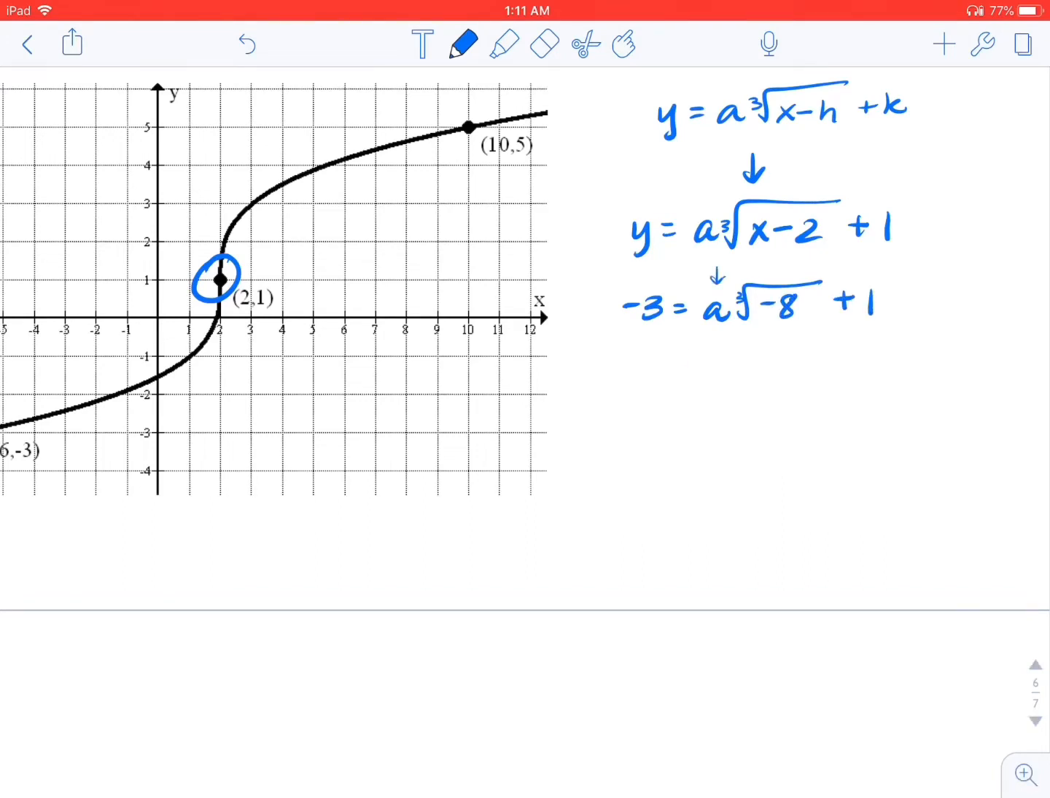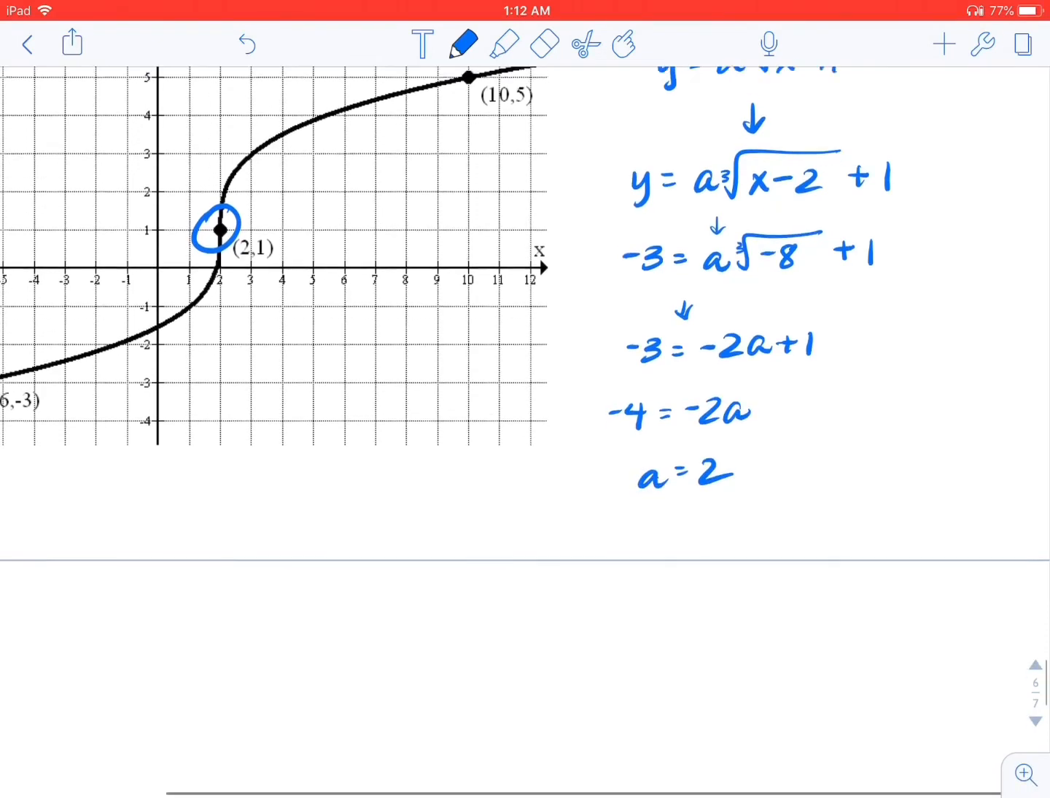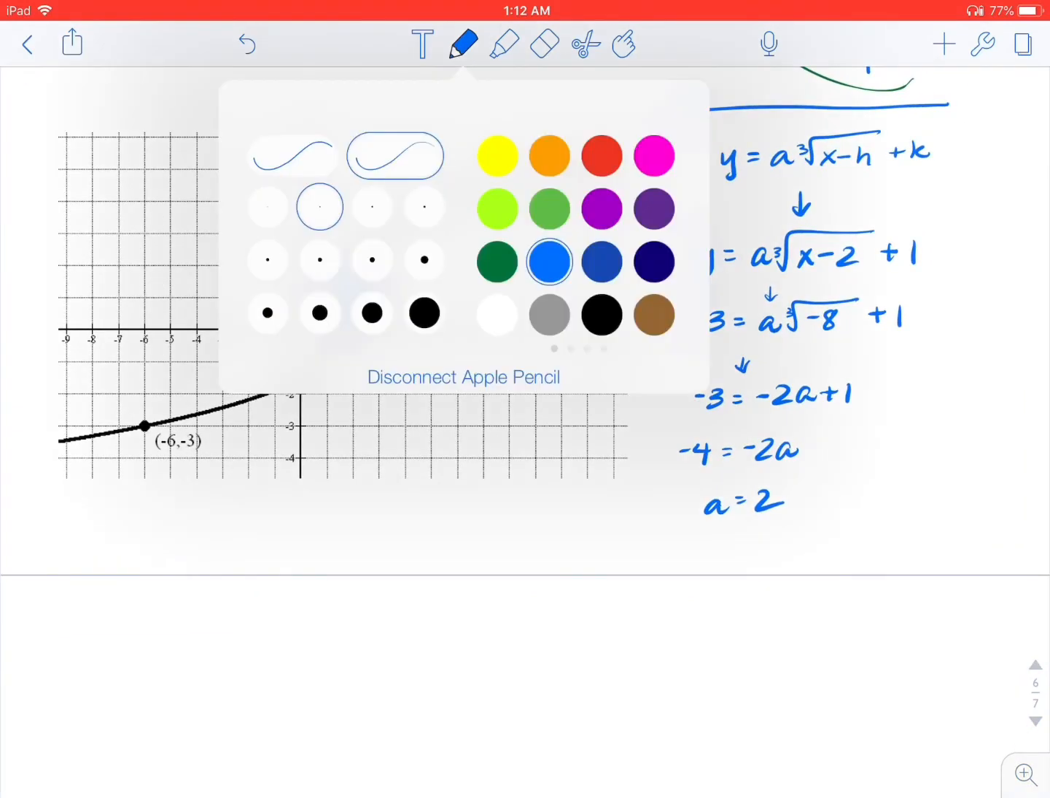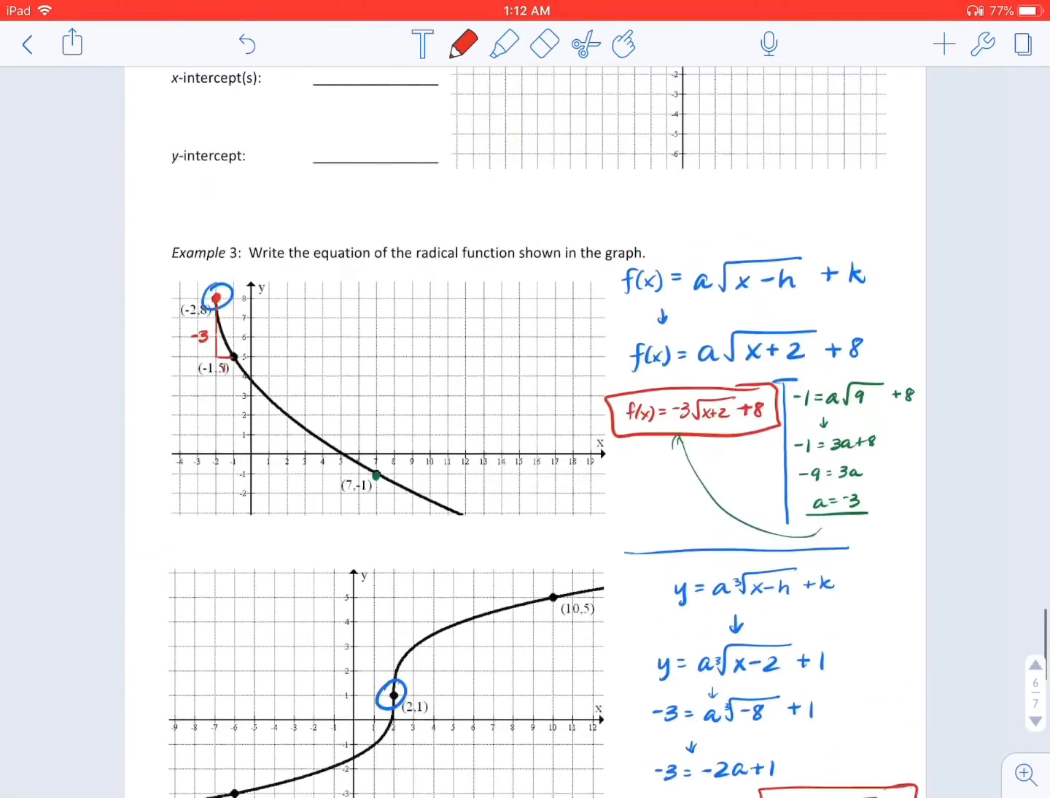Or simplifying, that's negative 3 is equal to negative 2a plus 1. Subtract 1 from both sides. Negative 4 is equal to negative 2a, or a is equal to 2. So the graph of our function is y equals 2 times the cube root of x minus 2, plus 1. That's all I have for you today.